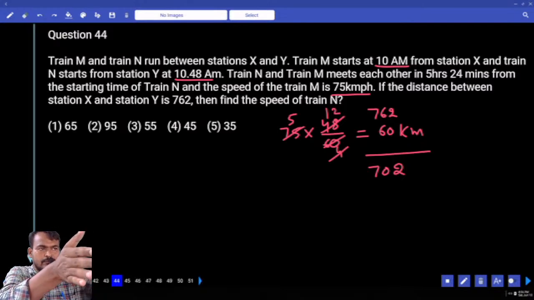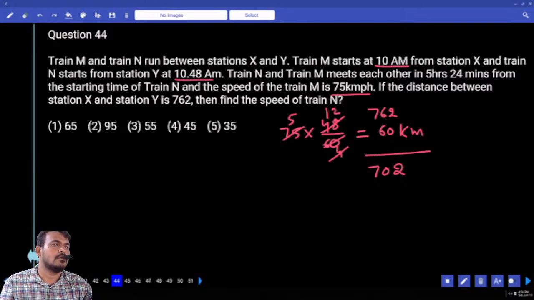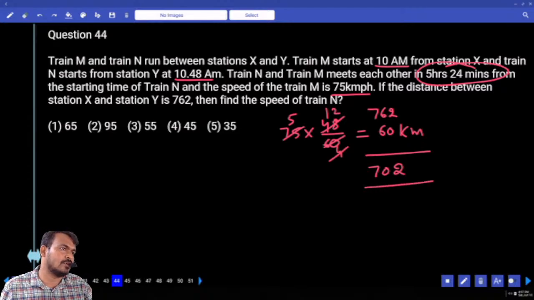After 10:48. From 10 to 10:48 the first train already covered 60. What is the remaining distance? 702. That 702 is covered by both trains after 10:48 in which direction? Opposite direction. In the opposite direction, what is the relative speed? Sum of the speeds. And 702 kilometers is the distance covered, how much time is taken? 5 hours 24 minutes.